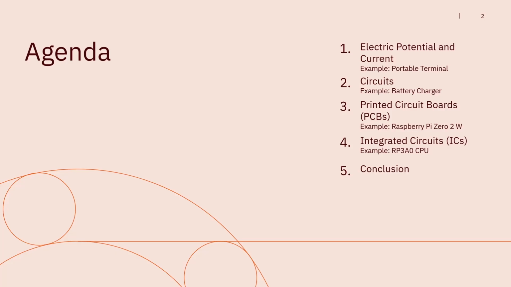But anyways, after that, I'm going to go into what circuits are, as well as a couple of the more foundational electrical components that are commonly used in circuits. The example for this section will be the battery charging board, which is a component of the portable terminal. I'll then be going over what PCBs are, how they differ from traditional circuits, as exemplified by the Raspberry Pi 02W, and lastly, I'll be discussing integrated circuits, as exemplified by the CPU utilized in the Raspberry Pi 02W, followed by a conclusive review of the presentation.